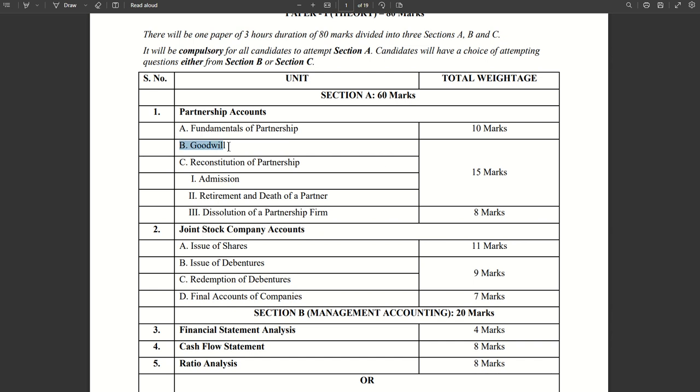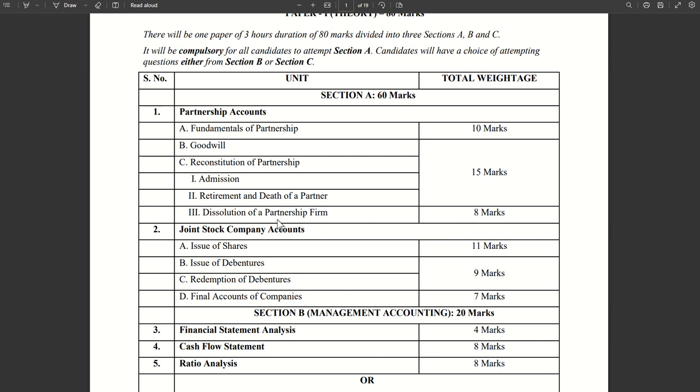Then we have goodwill and admission, retirement, and death, together comprising 15 marks. So here you can expect some short questions, some 1 mark questions, some 3 marks questions, and a 6 mark question as well. We'll see the analysis in a few minutes of how the distribution looks like in a paper. Then we have dissolution, which comprises 8 marks, and straight away you can understand from here this is a 2 plus 6 combination where you have one question of 6 marks and other two will be the short questions, 1 mark each.